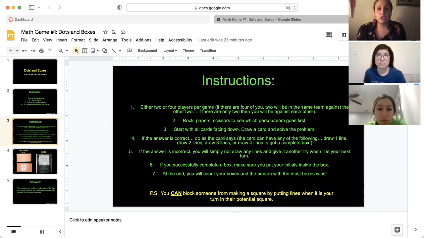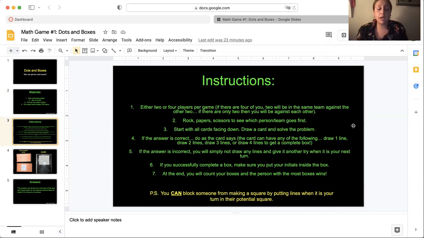So it's either 2 or 4 players per game. If there are 4 players, 2 will be in the same team against the other 2. If there are only 2, then they'll be against each other. They're going to do rock, paper, scissors to see which person or team goes first. They're going to start with all cards facing down, and they're going to draw a card and solve the problem. If the answer is correct, they're going to do as the card says.